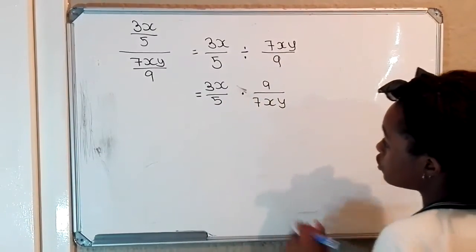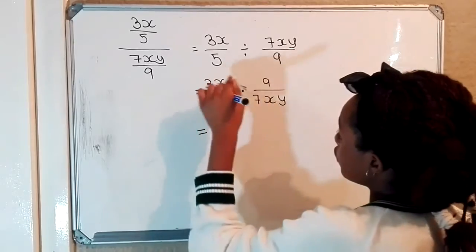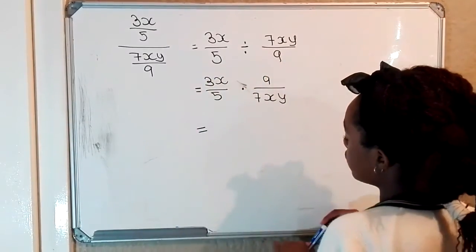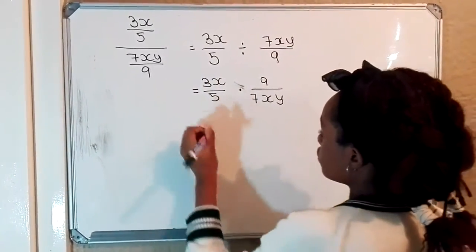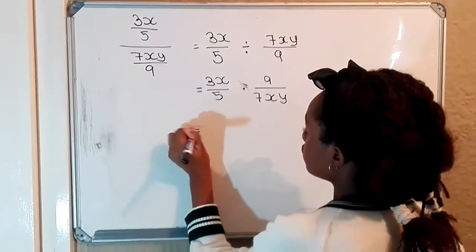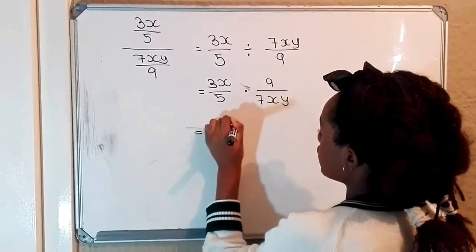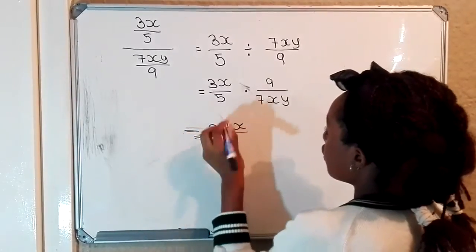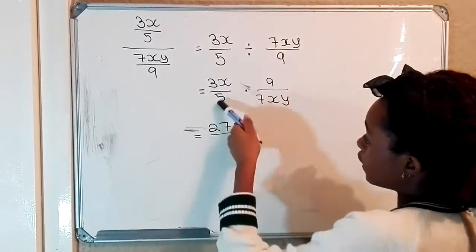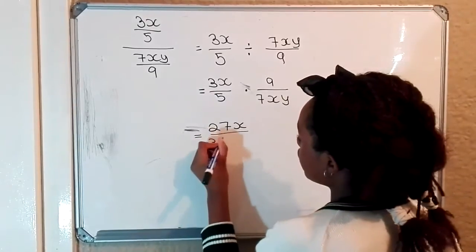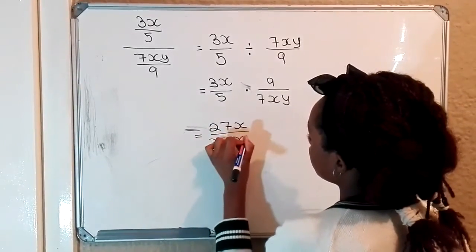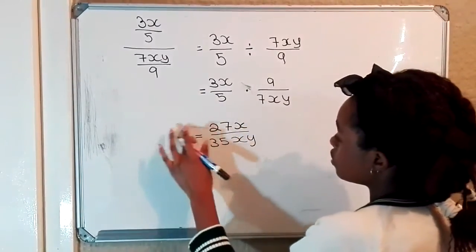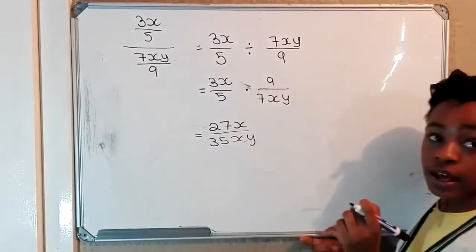Okay, so 3 times 9 gives you an answer of 27, and then x is left. Sorry, 5 times 7xy. 5 times 7 is 35, and we're left with xy. Okay, so this is our final answer.